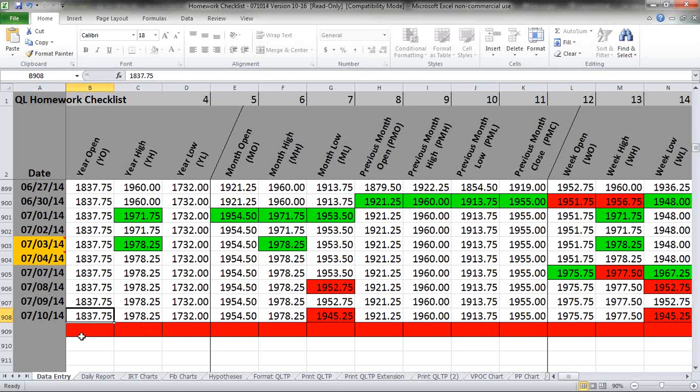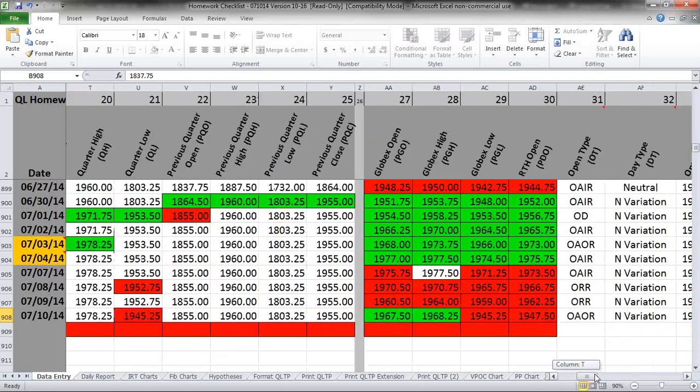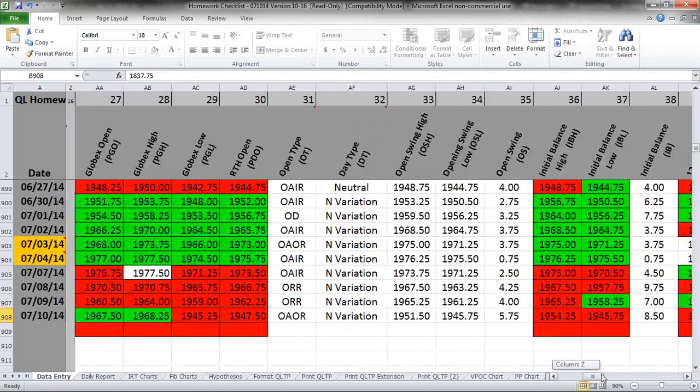Going over to the key numbers, we've got our 78 above. We've got our month open just below us at 1954.50. That should be a number you have written down in your journal. Of course, we put in a new all-time low down at 1945 and a quarter on that sell-off in the Globex the other night. Going over, there's nothing really else on the macro numbers.